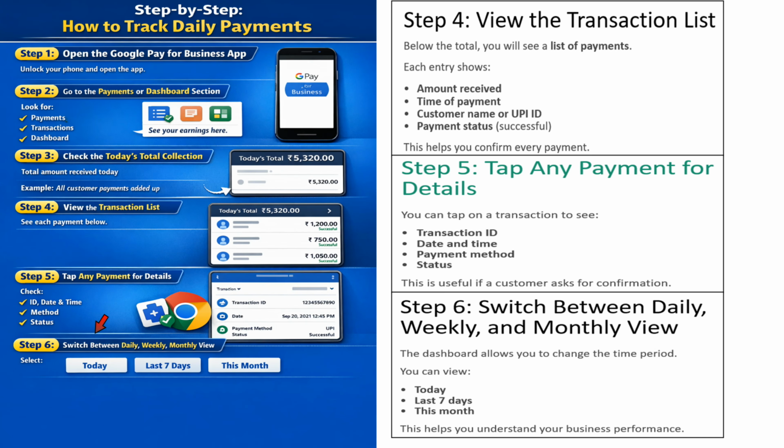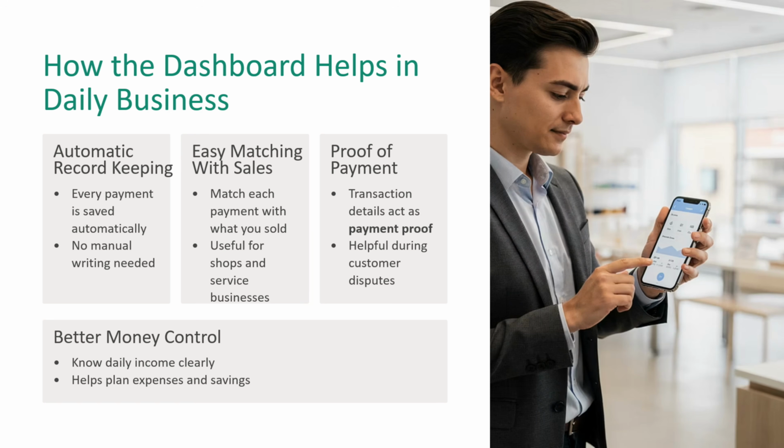Step 6. Switch between daily, weekly and monthly view. The dashboard allows you to change the time period. You can view today, last 7 days and this month. This helps you to understand your business performance. Now we will see how the dashboard helps in daily business.